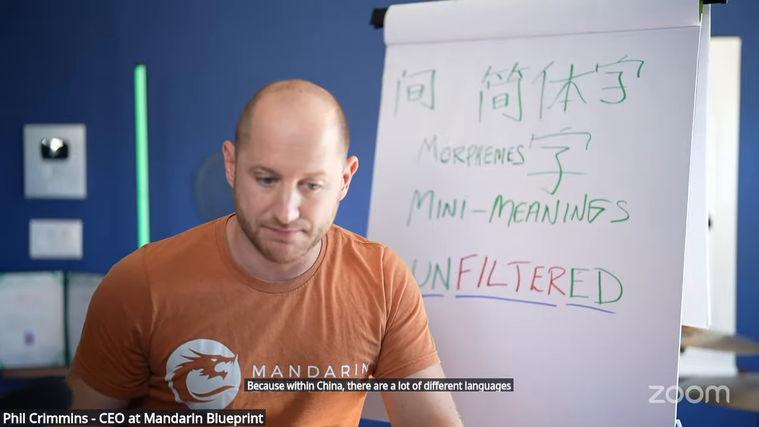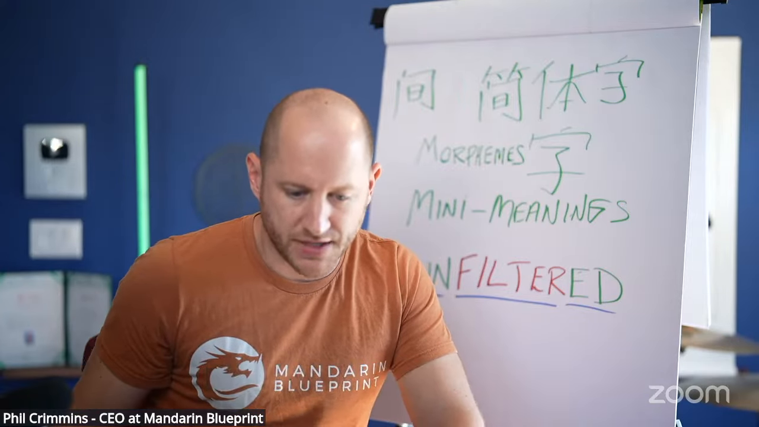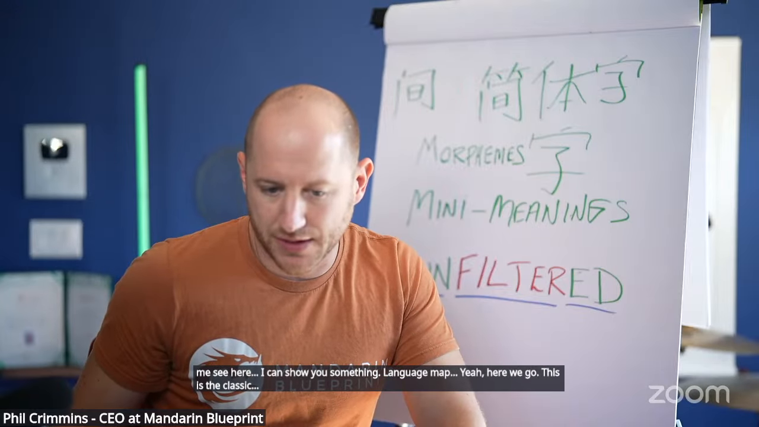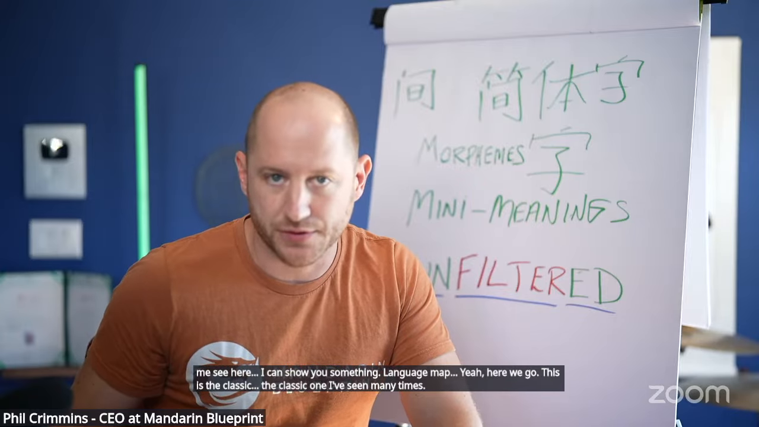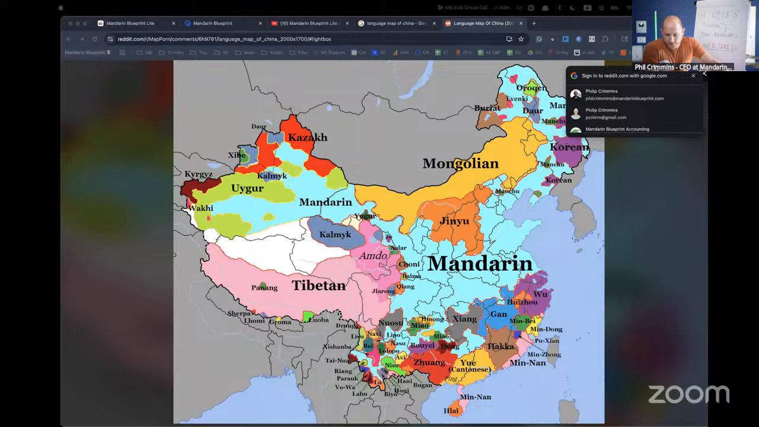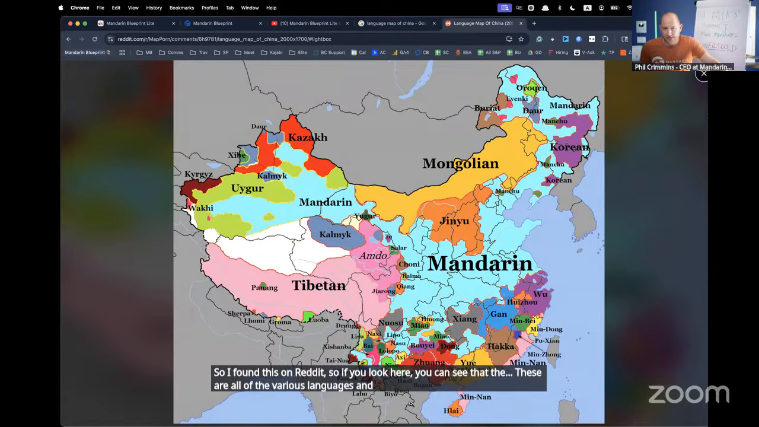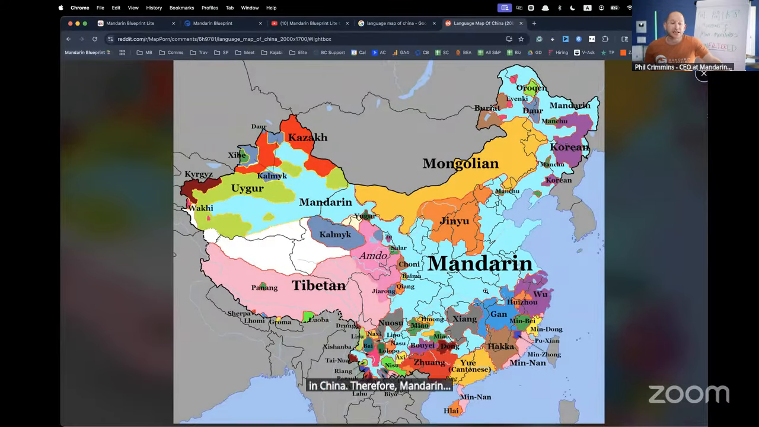In fact, let me see here. I can show you something. Language map. Yeah, here we go. This is the classic one I've seen many times. Okay, let me share this with you guys. I found this on Reddit. If you look here, you can see all of the various languages and dialects in China. Now this can be a little bit misleading, which I'll explain in a second. But because there are so many languages and dialects in China, Mandarin isn't the only one that people speak.